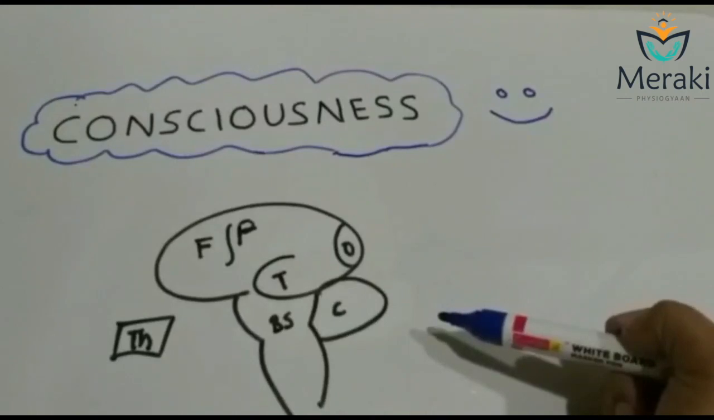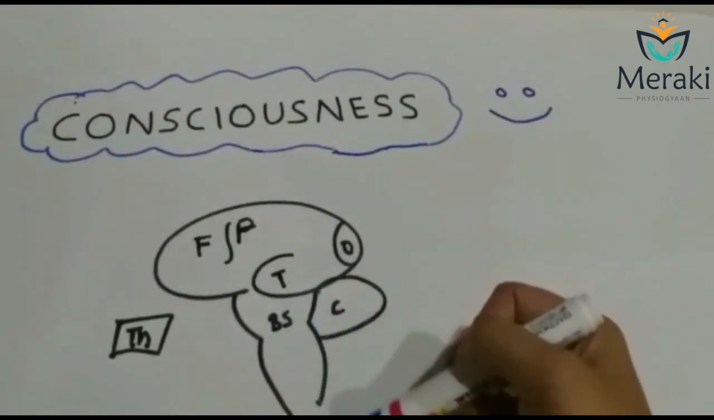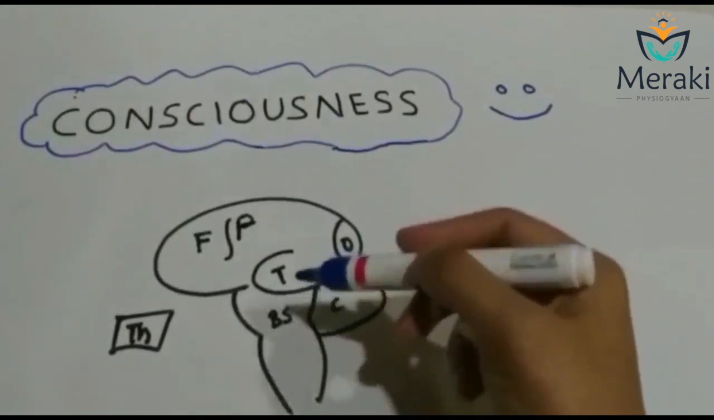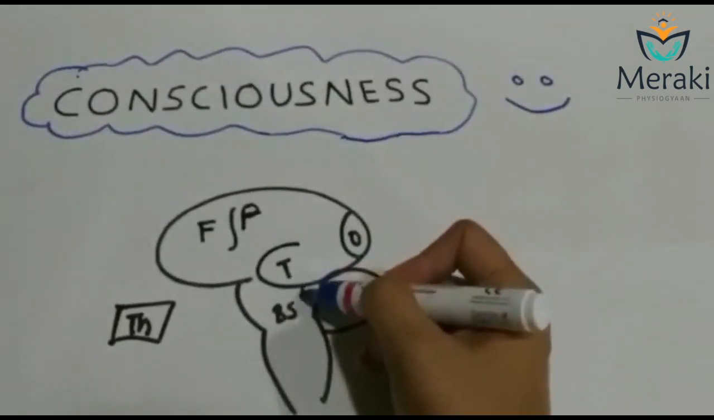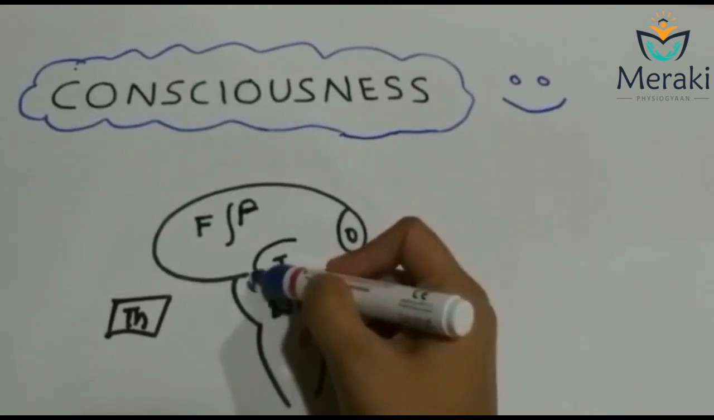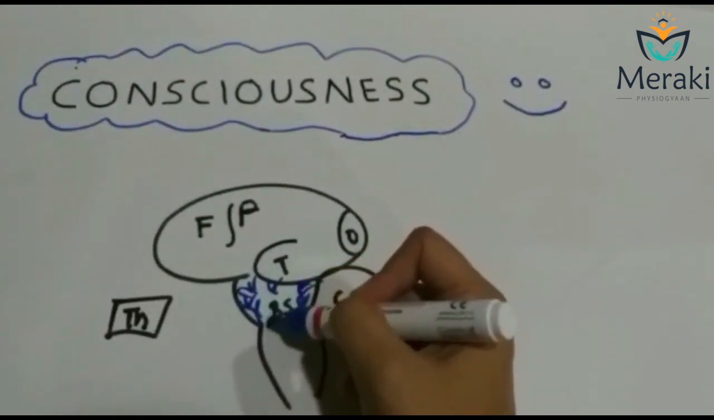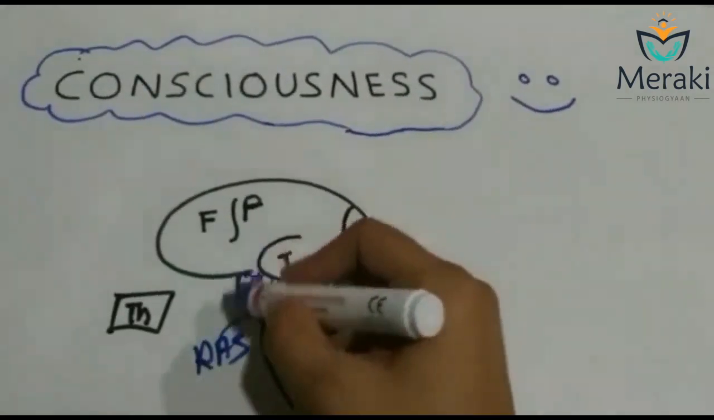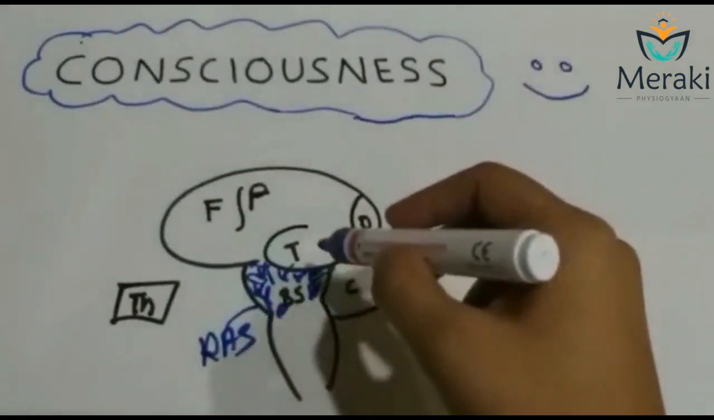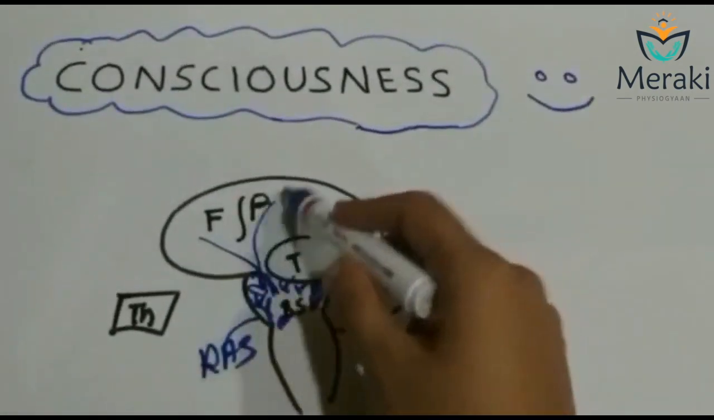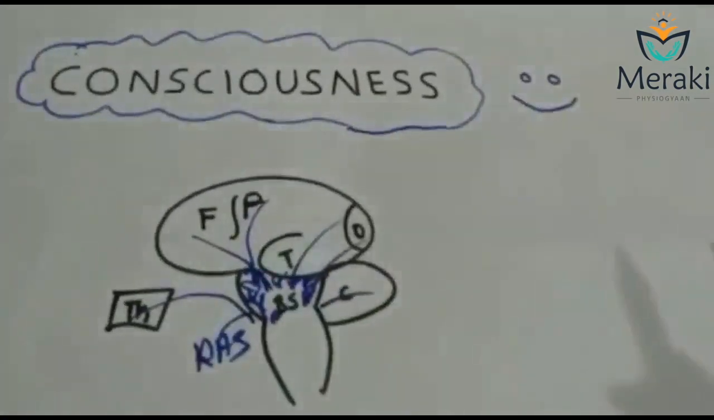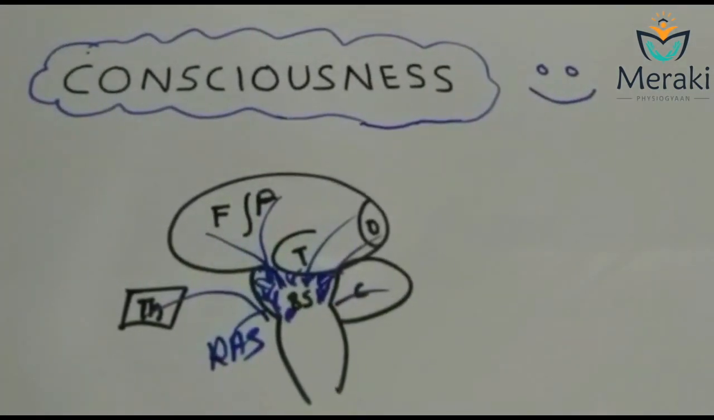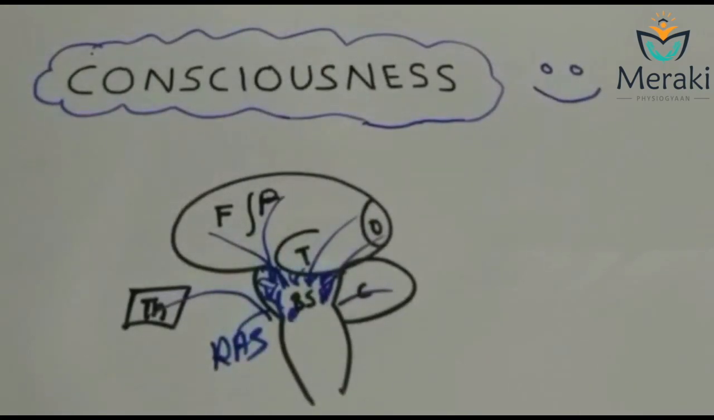And why so? Because all our sensory fibers, sensory inputs, synapse in the brainstem, forming a small reticular network of fibers, which we call the reticular activating system. And these net-like structures, hence the name reticular, will further give inputs to different parts of the brain, thereby creating awareness and consciousness. Any injury to any part of this area will definitely have an effect on consciousness.